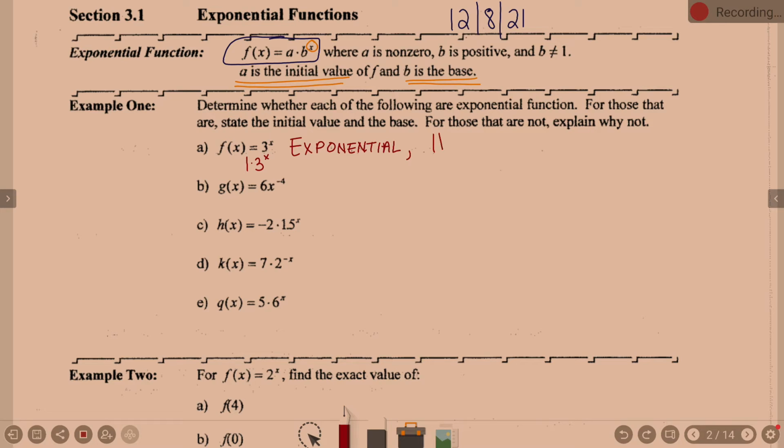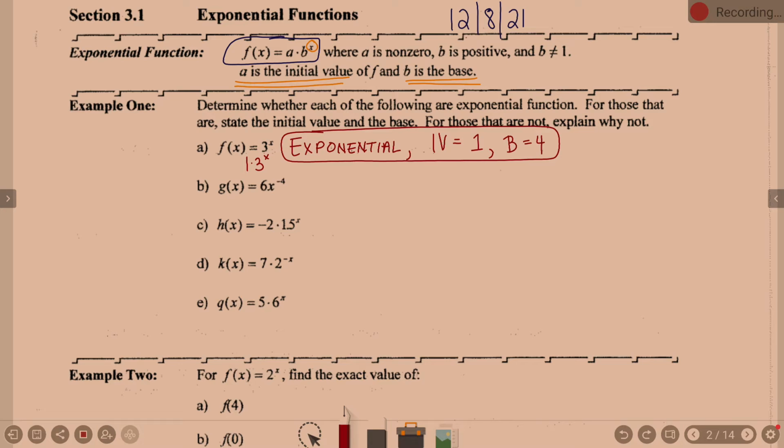I'm going to abbreviate if you can handle it. The IV, initial value is 1, and B, the base is 4. Or feel free to write those all out if you want. Okay, easy enough?